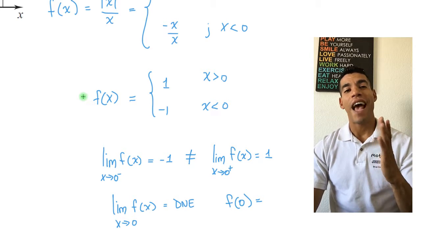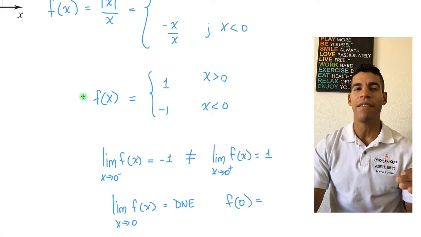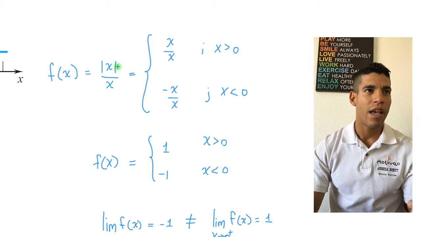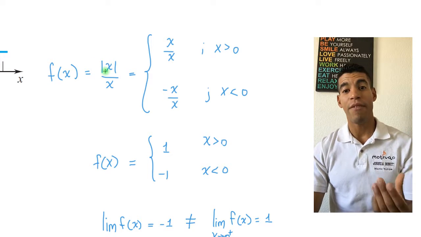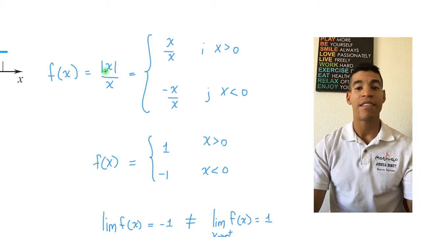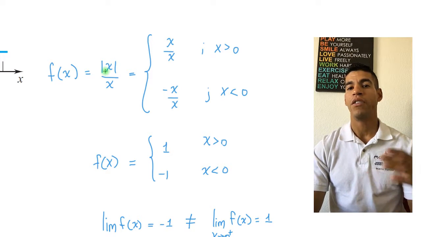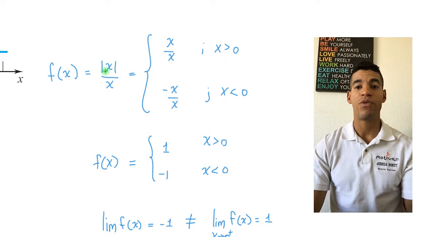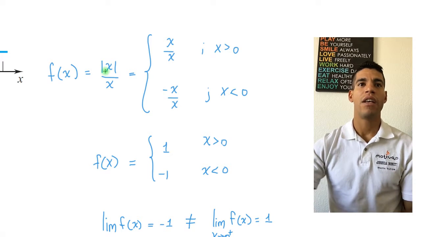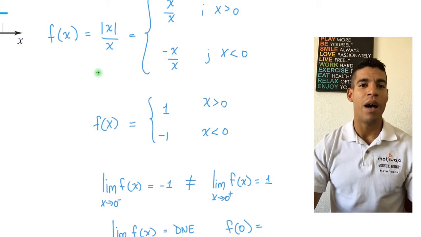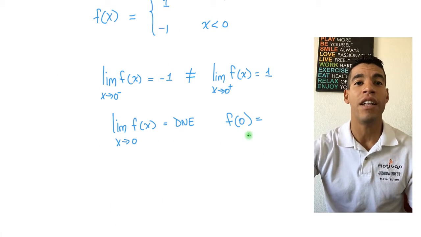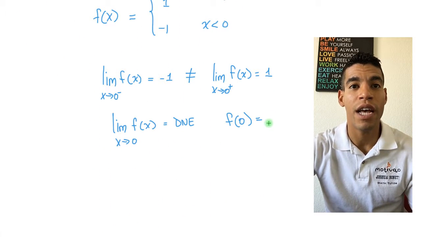Okay, at 0 it is not defined. Why? Because we cannot divide by 0. Notice that the function is the absolute value of x over x. By definition of a function, 0 cannot be in the denominator, so we restrict 0 from the domain. Okay, so my bad, my apologies. Hey, I'm human too. F of 0 is not defined.